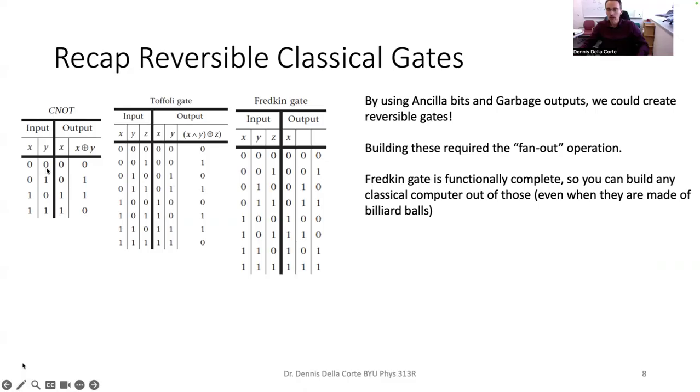Then we saw that there are some gates that have a nice property, which is called being functionally complete.